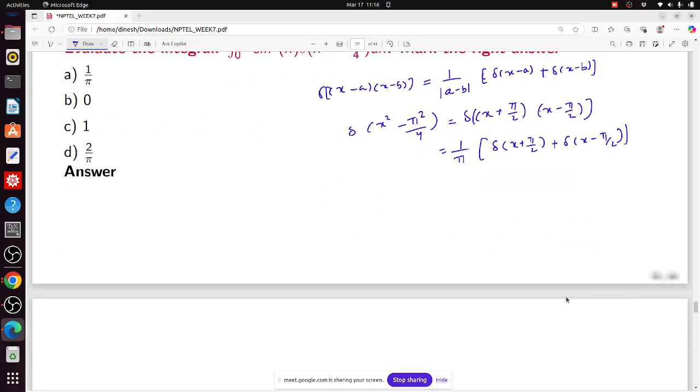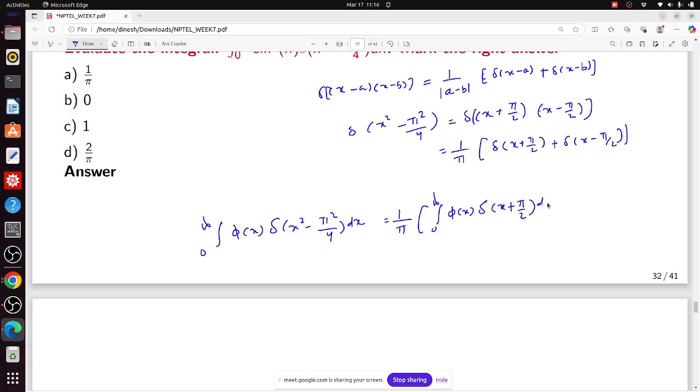Using the above equation in the integral, we can evaluate the integral from 0 to infinity of phi of x delta of (x square minus pi square by 4) dx, which is equal to 1 over pi times the integral from 0 to infinity of phi of x delta of (x plus pi by 2) dx plus the integral from 0 to infinity of phi of x delta of (x minus pi by 2) dx.